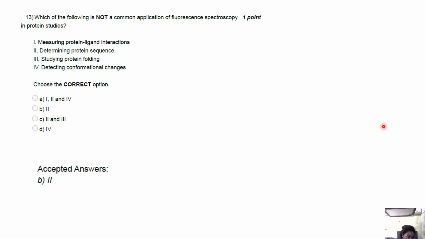Okay, so the correct option will be 2, which means determining protein sequence. So fluorescence spectroscopy is a powerful, highly sensitive technique used to study the structure, dynamics and interactions of proteins, but not their amino acid sequence. Okay. For example, let's analyze each option. Number 1 is measuring protein ligand interactions. So it's a very common application.